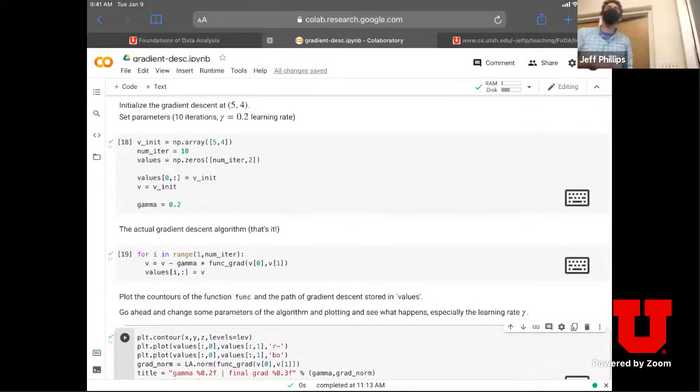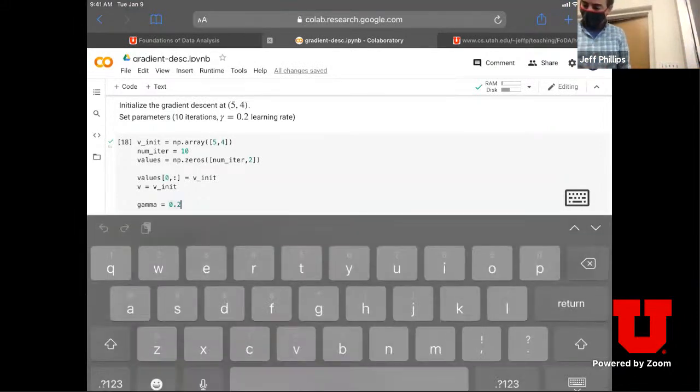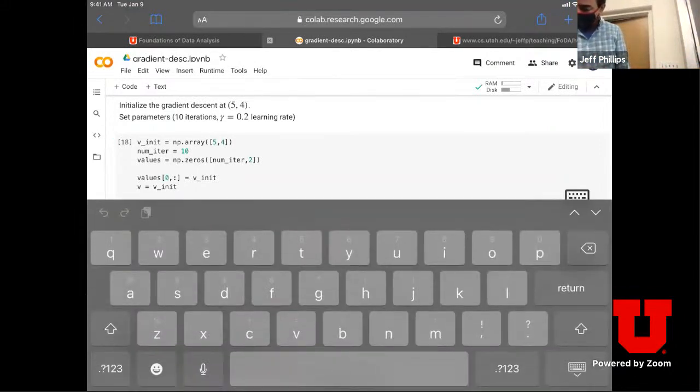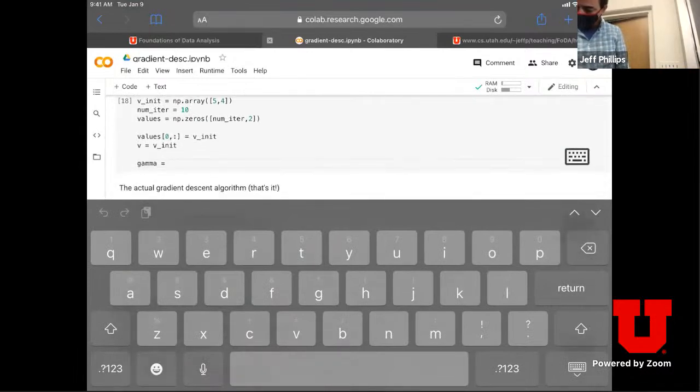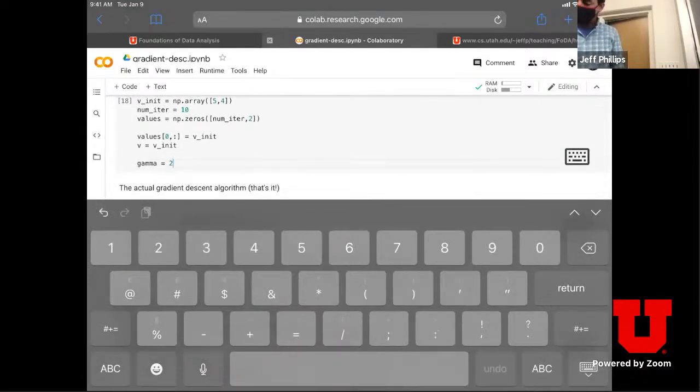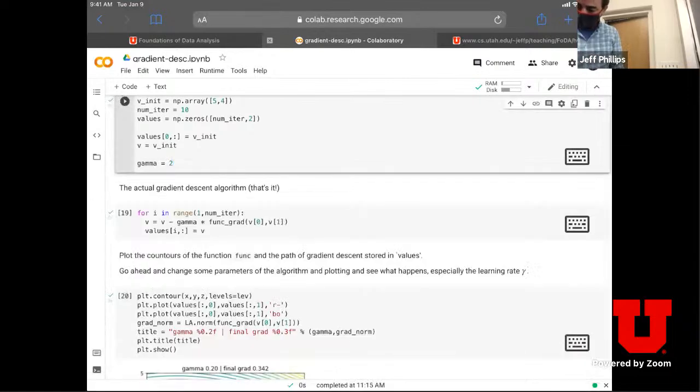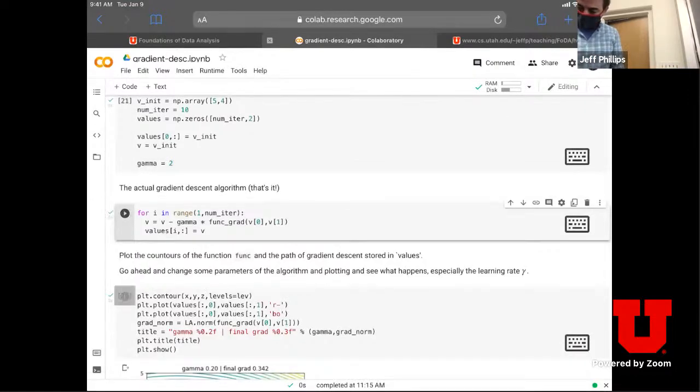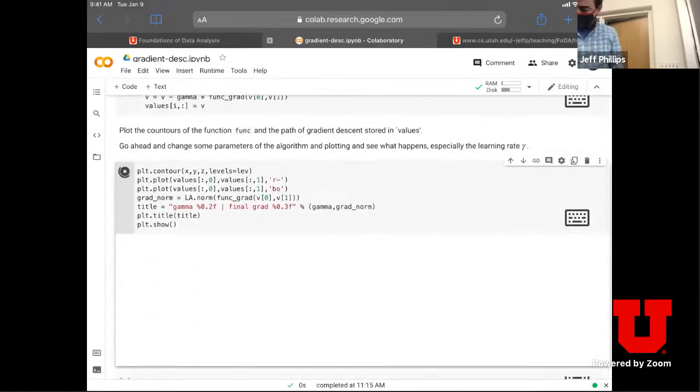Let's fix the number of iterations. I think 10 should be enough. Let's increase gamma here. Let's increase this to 2. All right, let's see what happens. Okay, I've increased the learning rate to 2 now. It's slow.